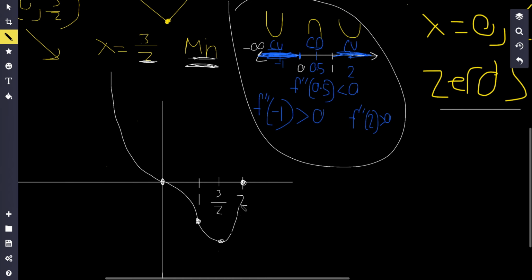Because I'm concave up. And guess what? I'm concave up until infinity, so I'm going to keep going up. So this is how our function is actually going to look.